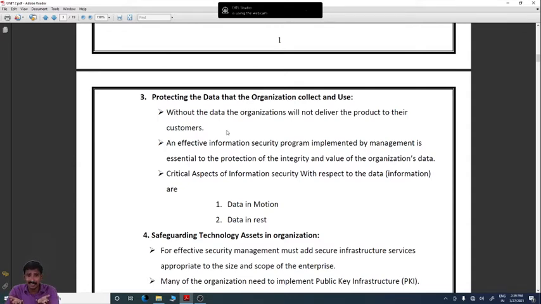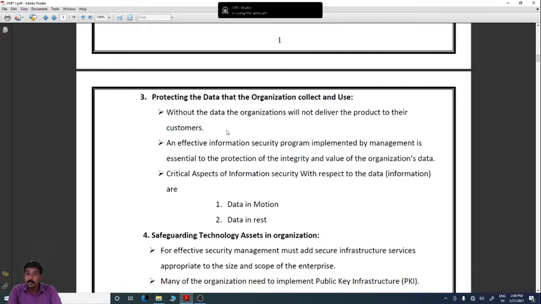If you have any kind of application, without the data it is not possible to run any application. So if you say you have a proper, effective security program implemented in a particular organization, then protection needs to be applied for the integrity of your organization's data. That means we always need to protect the integrity of the data. In order to protect the integrity of data, there are two possible states: the data may be in motion, or the data may be at rest.